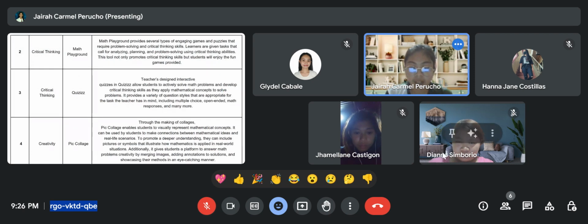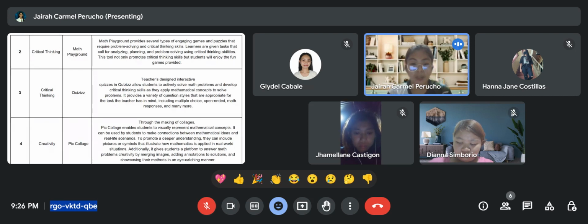And for grade two, we choose critical thinking. And the ICT tool for learning is Math Playground because it provides several types of engaging games and puzzles that require problem solving and critical thinking skills. Learners are given tasks that call for analyzing, planning, and problem solving using critical thinking abilities.